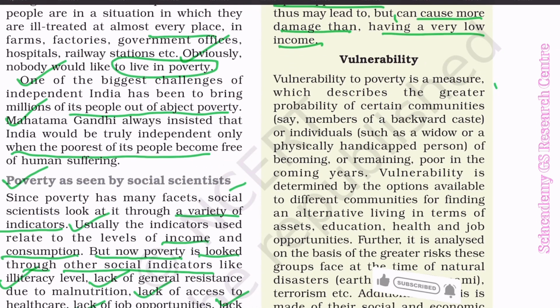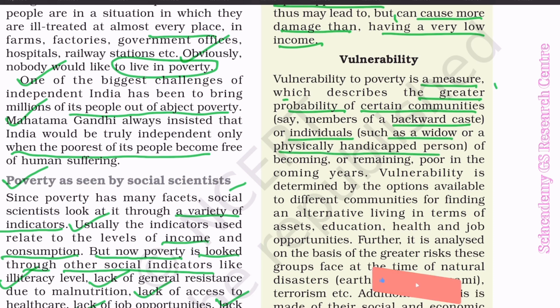Vulnerability. Vulnerability to poverty is a measure which describes the greater probability of certain communities, say members of a backward caste, or individuals such as a widow or a physically handicapped person, of becoming or remaining poor in the coming years.